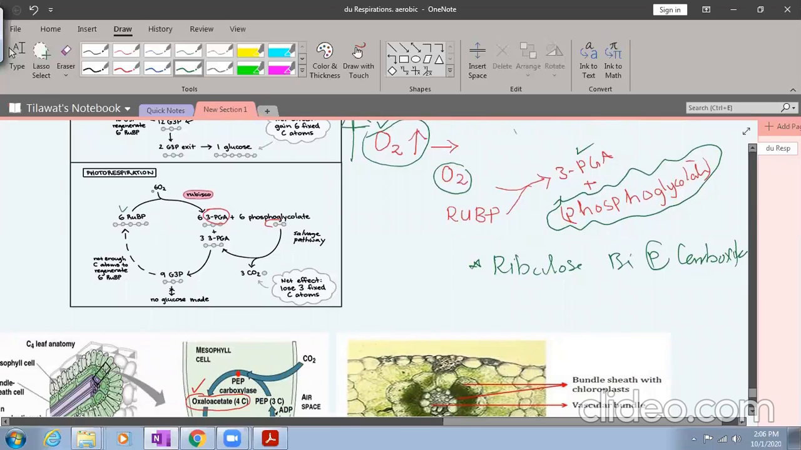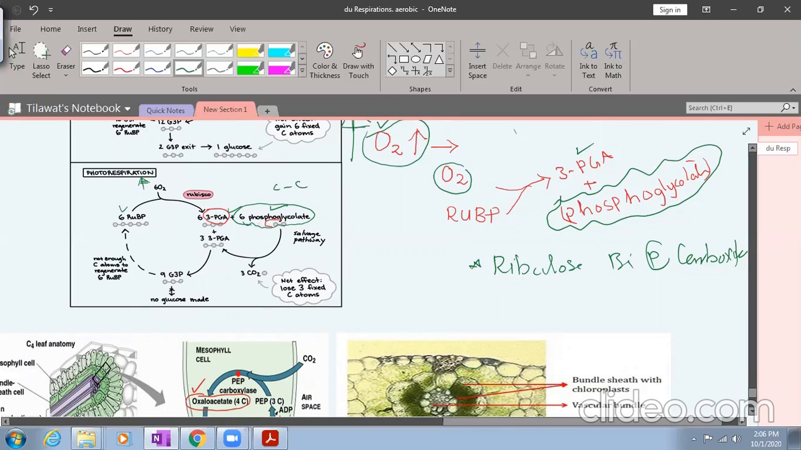Now if you check here, this oxygen is fixed by ribulose bisphosphate carboxylase, because this is called photorespiration, right? Oxygen is more, so RuBP is fixing oxygen. This is called photorespiration. Oxygen is fixed and that forms phosphoglycerate and phosphoglycolate. This phosphoglycerate can make RuBP again. But along with that, phosphoglycolate forms. Phosphoglycolate is a 2 carbon molecule.